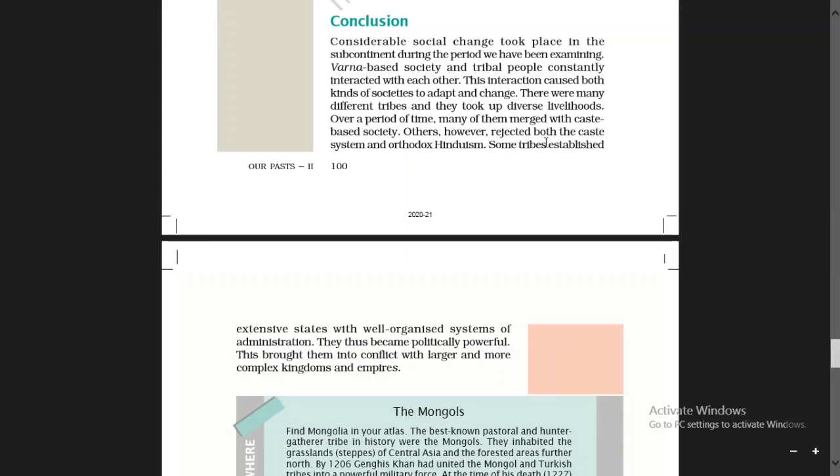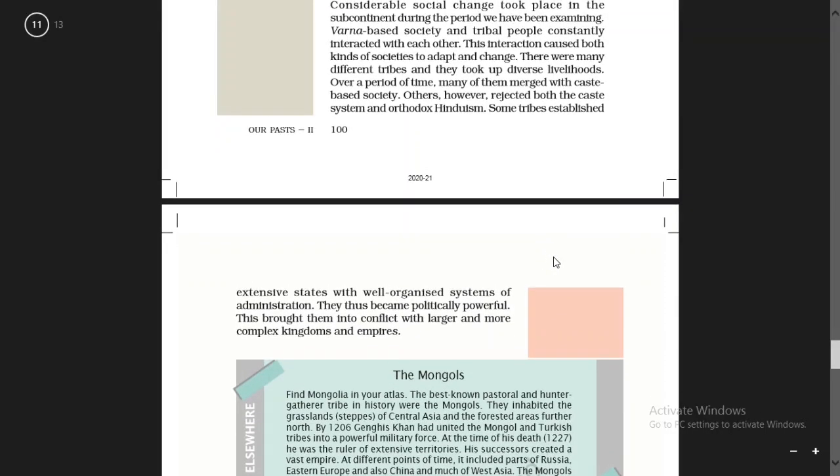Others, however, rejected both the caste system and orthodox Hinduism, that is, the belief of a religion. Some tribes established extensive states, extensive meaning covering a large area, with well-organized systems of administration. They thus became politically powerful.